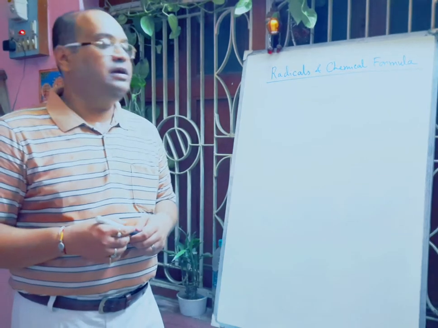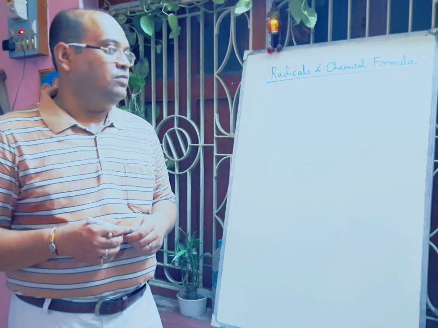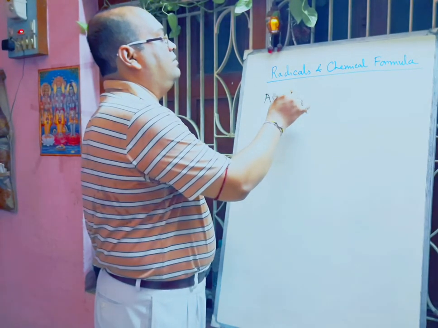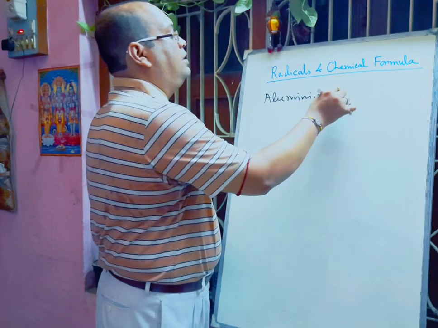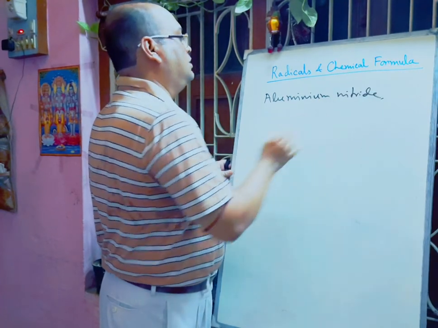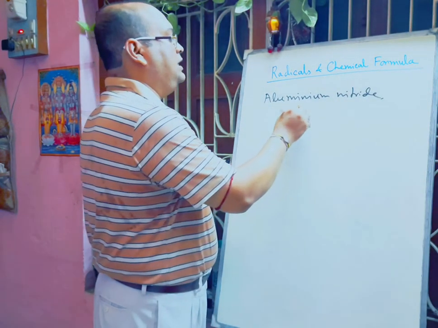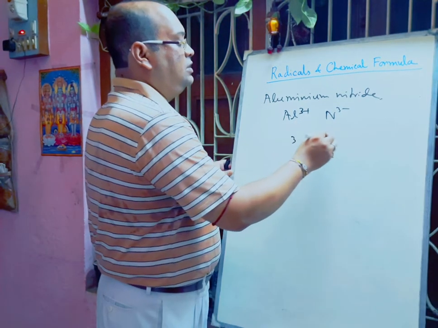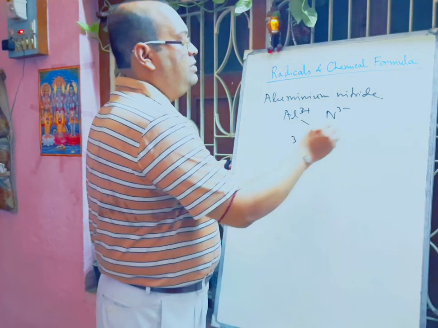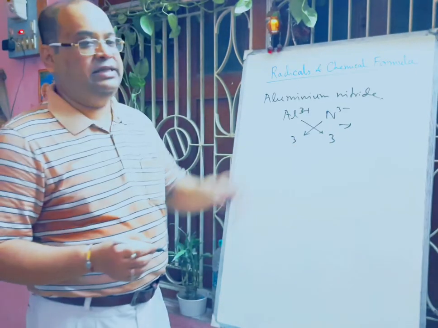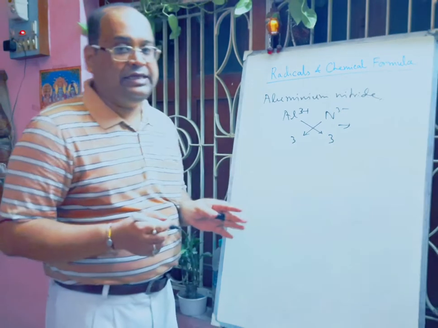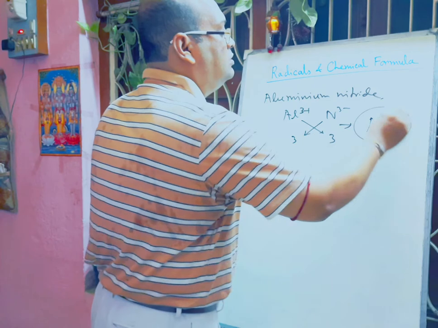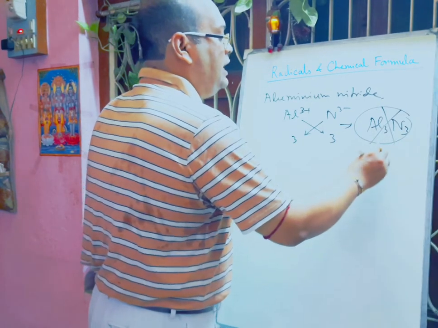Next I am giving a very important formula, aluminium nitride. In this case aluminium is 3+ and nitride is 3-. So here both the valencies are 3, so definitely we have to take the ratio. You have to divide by 3. So its formula is not Al3N3. If you write Al3N3, this is wrong. This is not the formula. So here you have to write AlN.